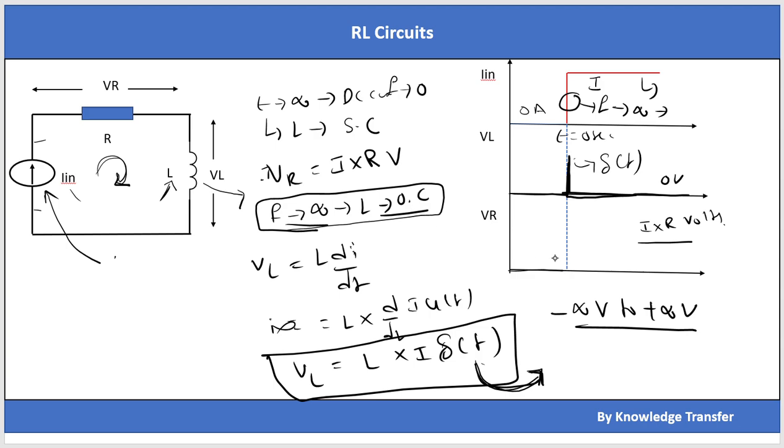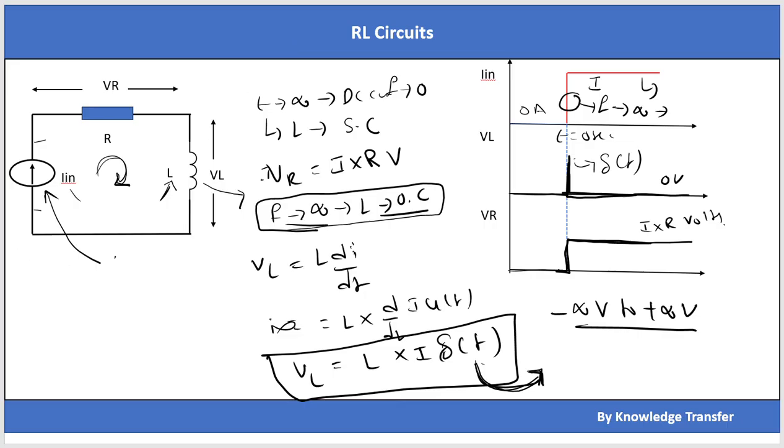In the same way, the voltage across the resistor will be this one only. There will be a step current flowing at t is equal to 0 seconds also. That's why the voltage across the resistor will be only I into R. So from t is equal to 0 seconds to infinity, the voltage across the resistor will be I into R only. But the inductor will allow I current at t is equal to 0 seconds also, because the current source is able to provide an impulse voltage.